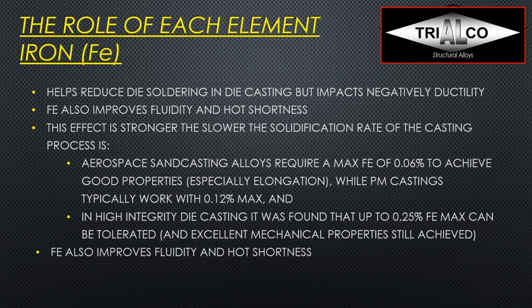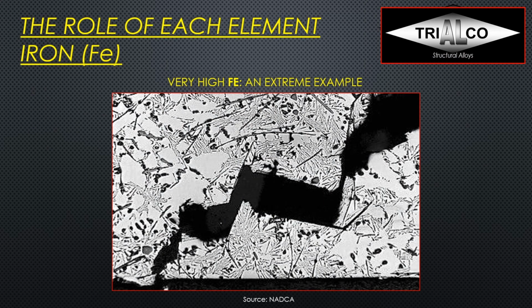Iron also improves fluidity and hot shortness, and as I said before, this is used in certain alloy types that use iron as an alloying element. Here we can see a very nice example, or an extreme example I should say, of iron in a die casting alloy. You probably recognize this. It looks similar to what we've seen before. It's an A380, very high iron level, and I have seen 380 die castings sometimes with up to 3% iron, because very few die casters actually use a spectrometer to check it. This was just cast, and we can see the crack is along these iron needles, which are actually platelets in 3D.